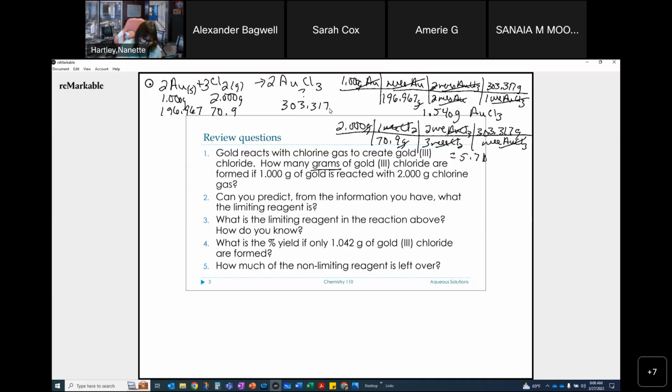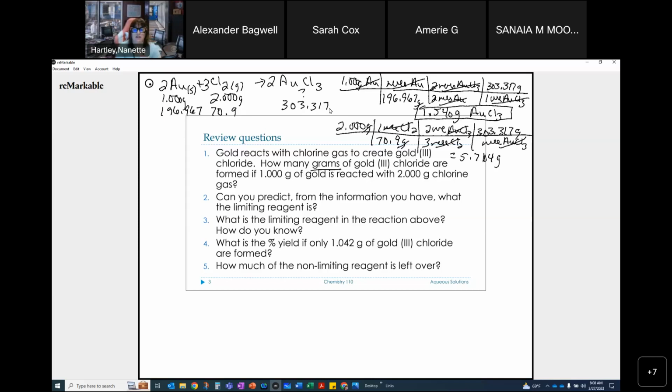Grams. Obviously, the smaller of those two numbers is the 1.540. Not surprised by that. So this is my limiting reagent. That then tells me how many grams I would actually be able to make from this combination of materials. Okay. Question about what I did there.